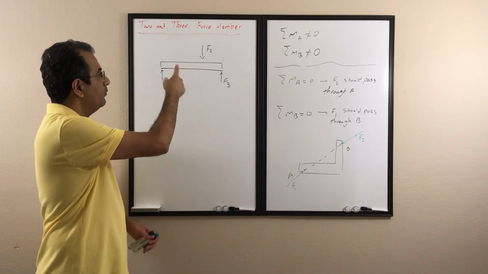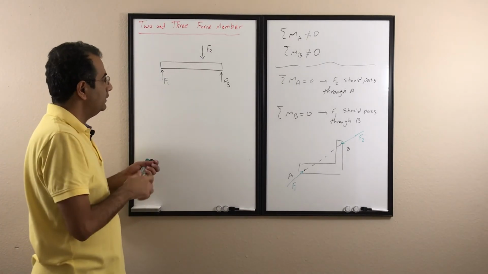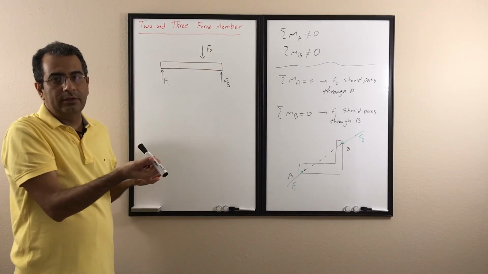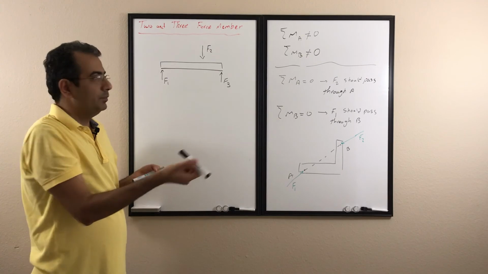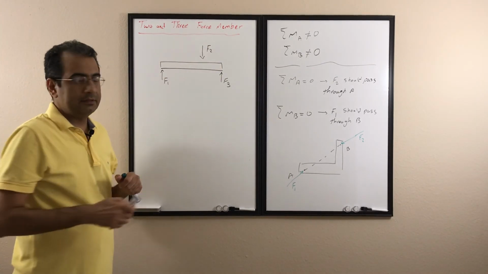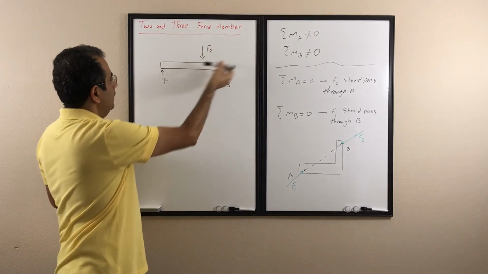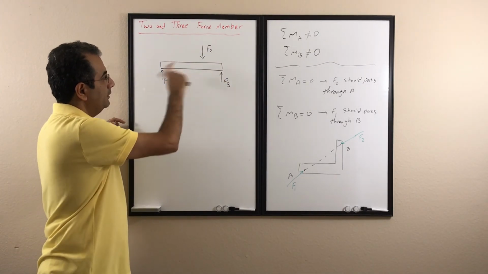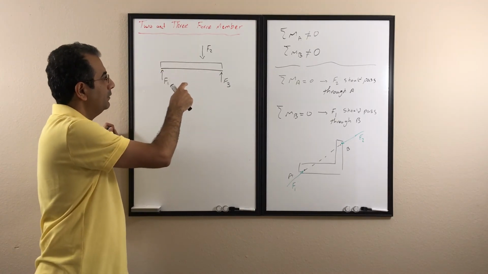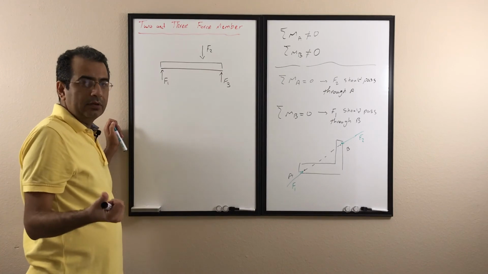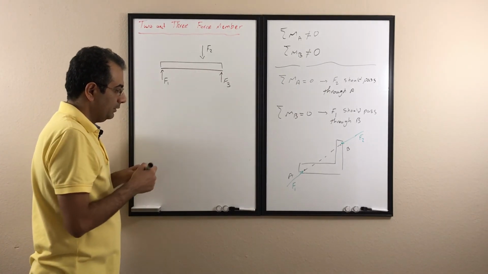If I have one force that is not parallel, for example if I have F2 like that, then it's not going to be in equilibrium, because there's no force to balance it in the x direction. If I push it like that, this object starts to move. So the first condition for a three-force member to be in equilibrium is that all the forces should be parallel, and they should cancel each other in magnitude.